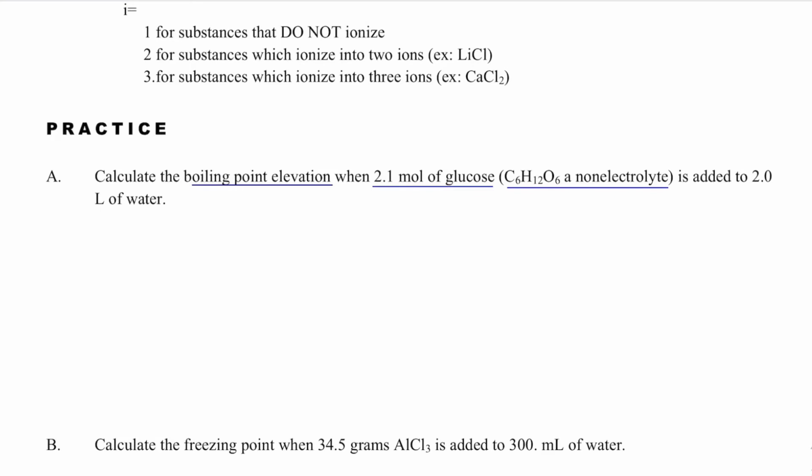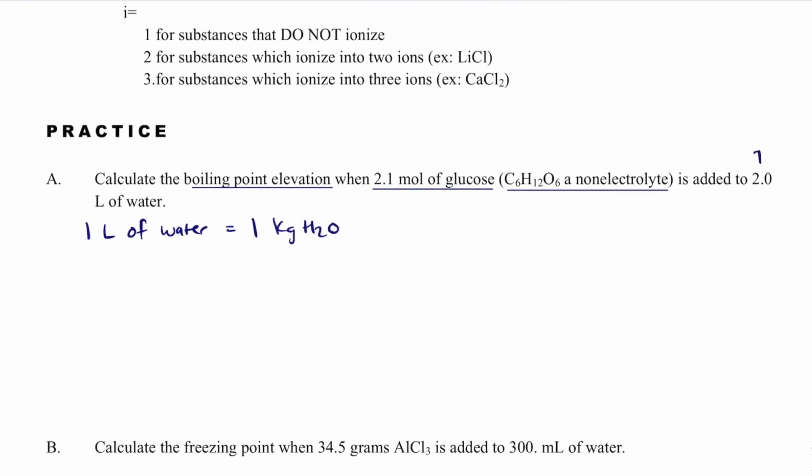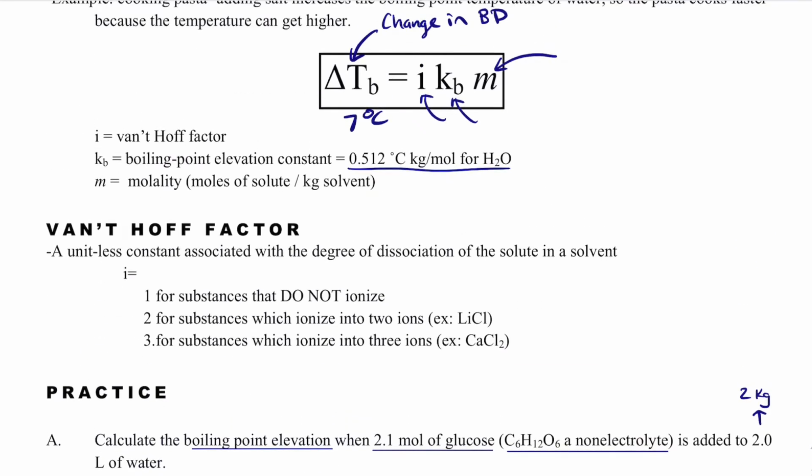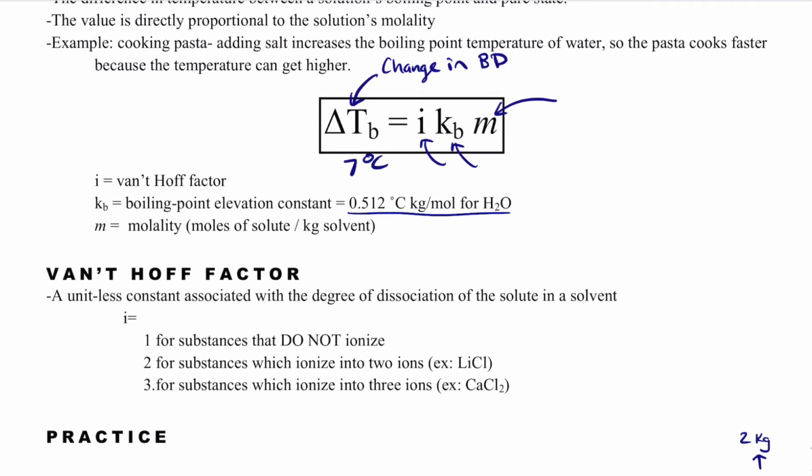Well, one thing that's good to know is that 1 liter of water equals 1 kilogram of water. So this is really 2 kilograms of water. And we are trying to find the boiling point elevation, so that is this formula up here, and I'm just going to copy and paste it.